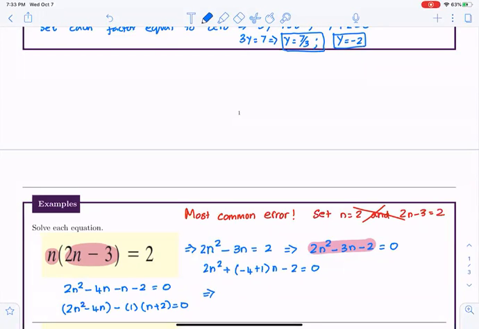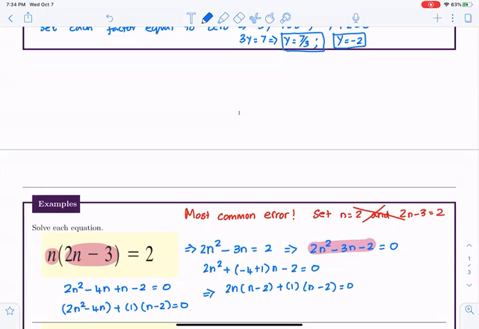So in the first two terms, we have 2n in common. If I pull that out, I'm left with n minus 2 minus 1 times n. I made a minor error here. So this has to be plus. So plus 1, we keep it as n minus 2 here. Sorry about that. And we have n minus 2 equals 0.